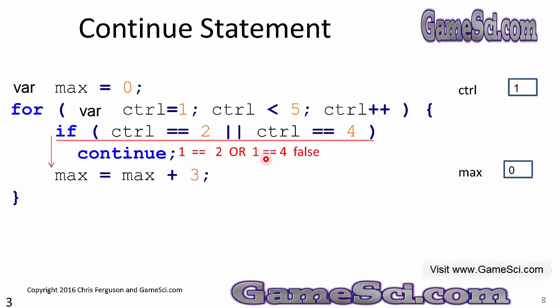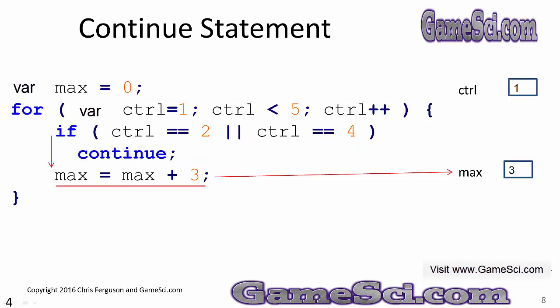Or 1 equal to 4. They're both false. When both sides of an OR are false, what happens? The result of the OR is false. So this statement evaluates out to be false. And when it's false, it will skip past the continue and go to the line that starts with max equal. Because it is false, we will skip past the continue and execute the line max equals. Max equals max plus 3. 0 plus 3 is going to be a 3, and you can see the variable max is changed when this line of code executes.